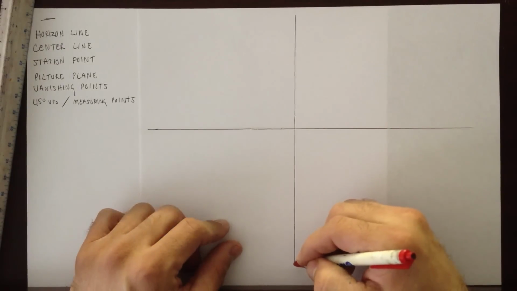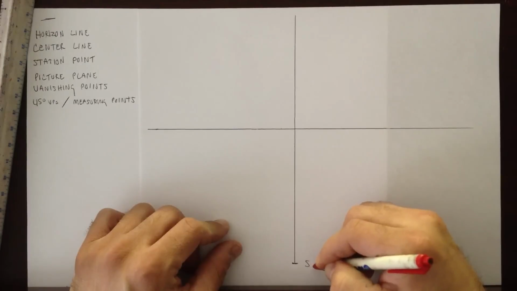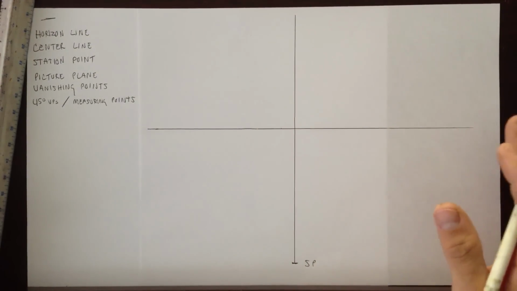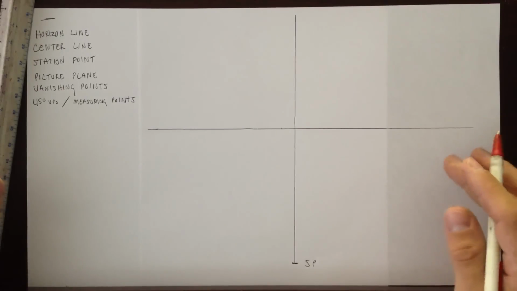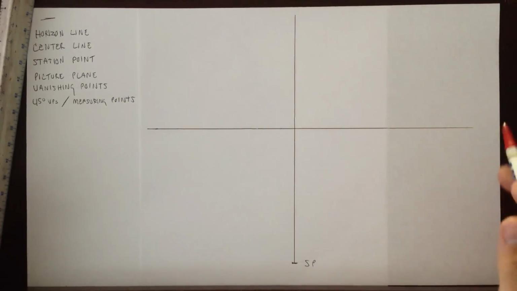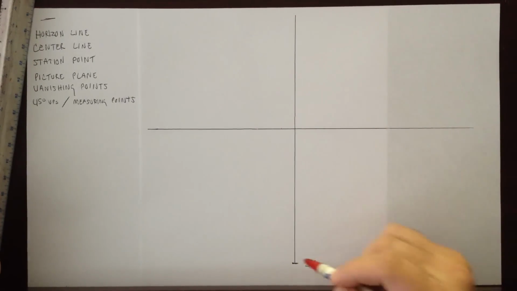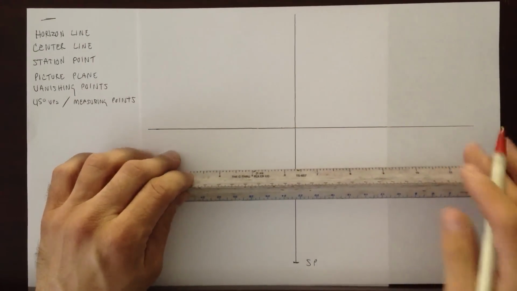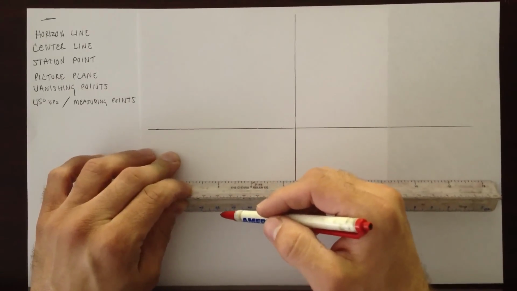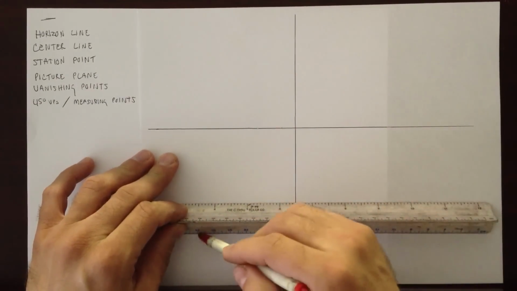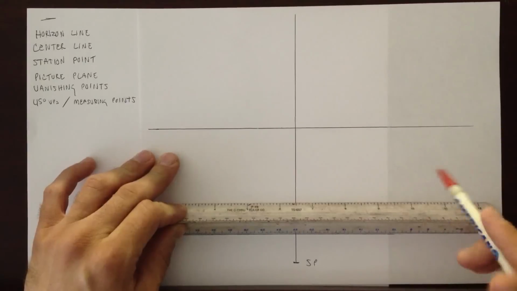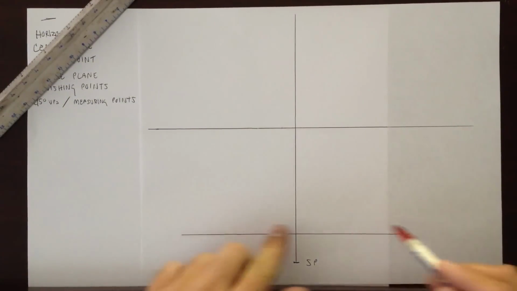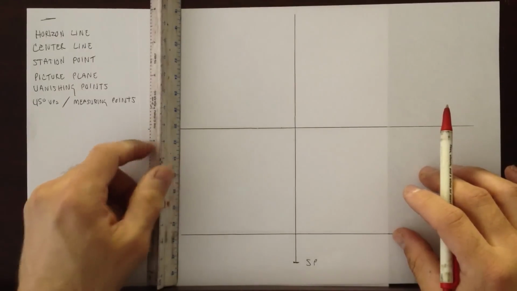Station point. Again, this is always kind of something that you just set for yourself. Wherever you want your station point to be is really fine. You just want to make sure that when you create your rectangle of the picture plane that the station point is below the bottom edge of that rectangle. So in this case I'm going to set up my picture plane about here. And with the picture plane you just want to make sure that the center line is going to be in the middle of your picture plane.